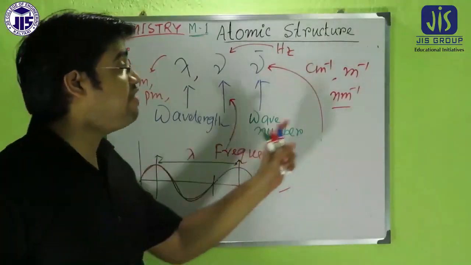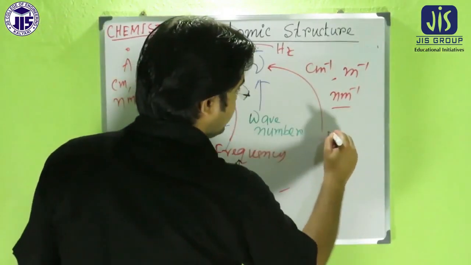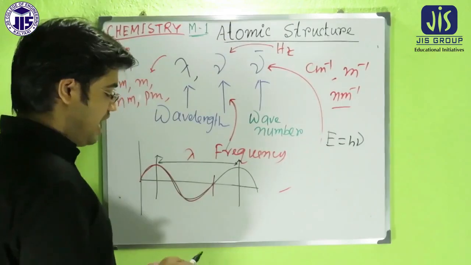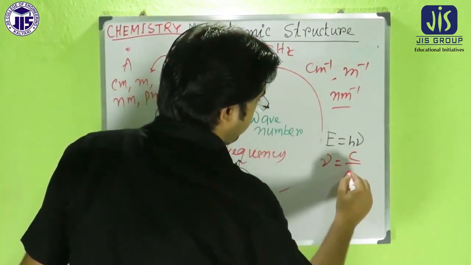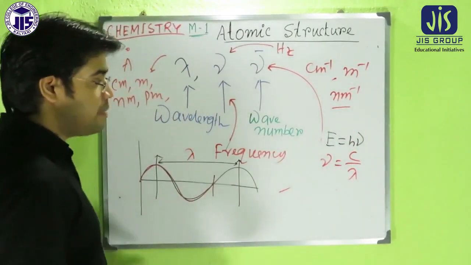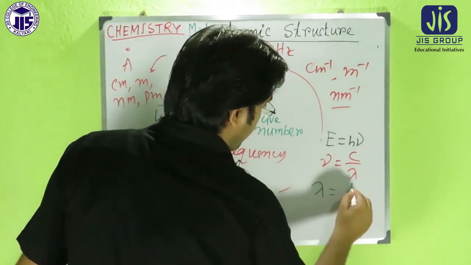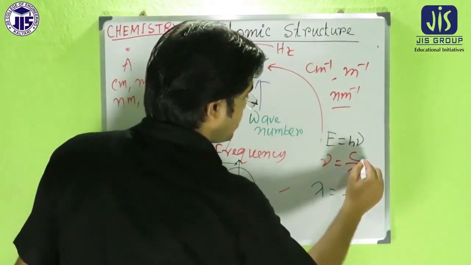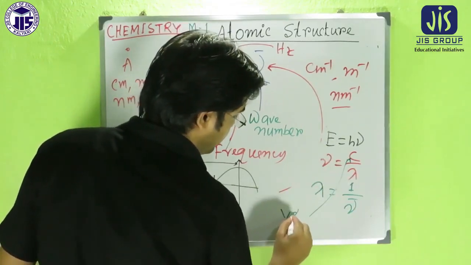Each and every term is also interrelated. All of you know very well that E is equal to h nu. Then nu is equal to c by lambda. Again, lambda is equal to 1 by nu bar. Now what is c? C is the velocity of light.